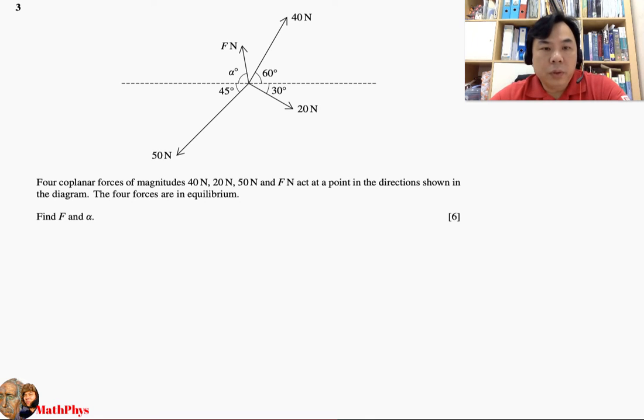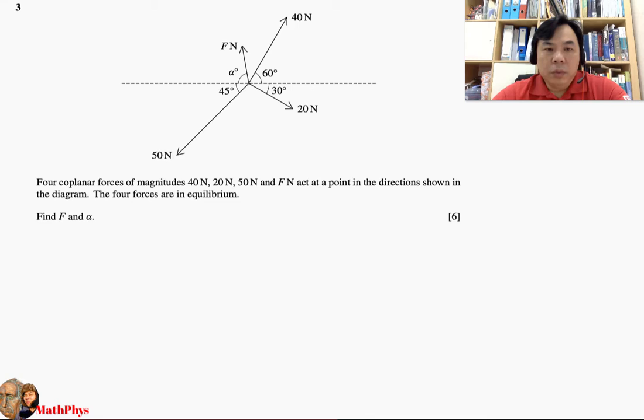Now the four forces are in equilibrium. Now the word coplanar basically means it's a two-dimensional force. It does not appear in three dimensions, right? So just in case you're wondering what is coplanar. Right? Now the question states that we need to find the missing magnitude of the F and the angle alpha as shown in the diagram there.